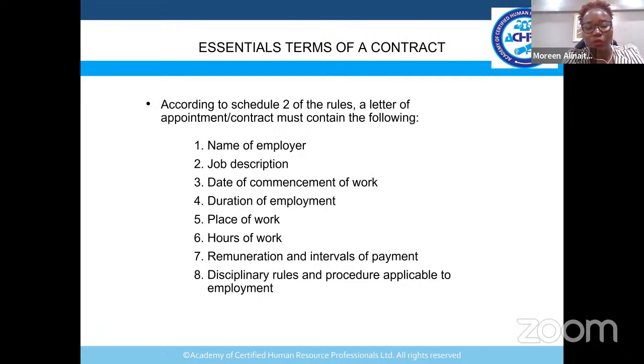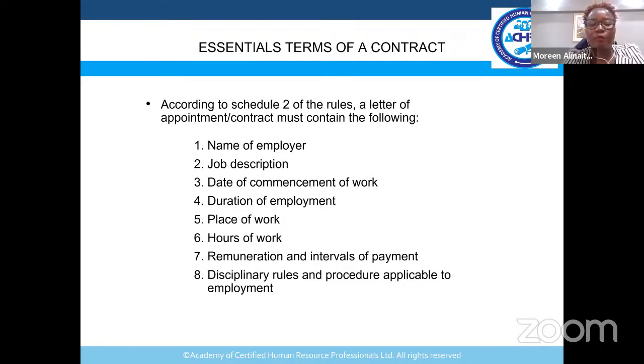The contract must also indicate disciplinary rules and procedures applicable to employment. This is very important. I know most times in contracts, people shy away from making the contract long because they don't want to say all these things in the contract. At the end of the contract, they always put a clause that the person must abide by the rules of the organization, and they will be subjected to disciplinary rules according to whatever they put in the manual or whatever.